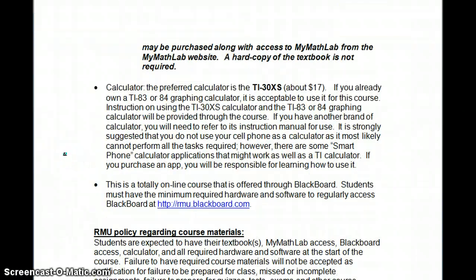Now let's talk about your calculator. You do have to have a calculator for this course. The preferred calculator is a TI-30. I also feel that a TI-34 is acceptable. Some people already own a TI-83 or TI-84 graphing calculator. Any one of those calculators is acceptable to use for this course.